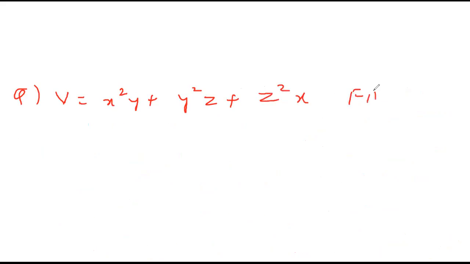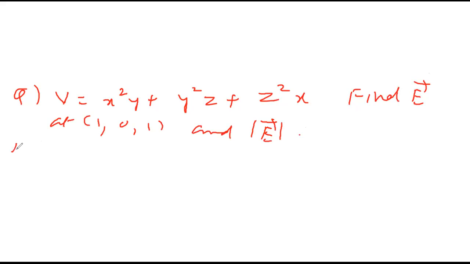Next one. V equal to x square y plus y square z plus z square x. Find E bar at 1 comma 0 comma 1 and the magnitude of E bar. This one you try. At the end, I will reveal the answer.